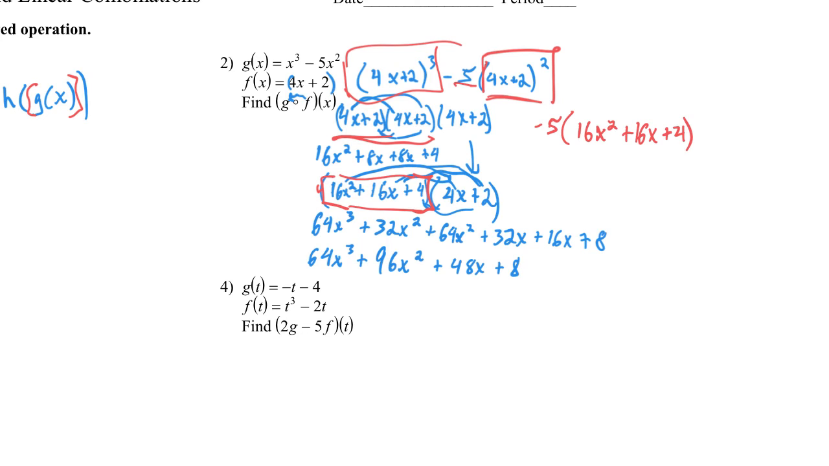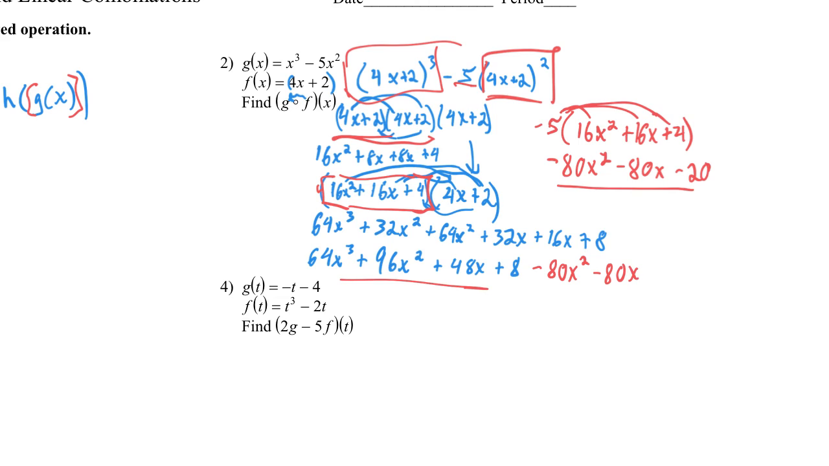And I'll combine any like terms with what I had from this. So the negative 5 times 16 is going to be negative 80x squared. Negative 5 times the 16x, going to be another negative 80, this time an x. Negative 5 times the 4, negative 20. So the red guys there are going to get combined with the blue ones from the first group. And then I'll be done.